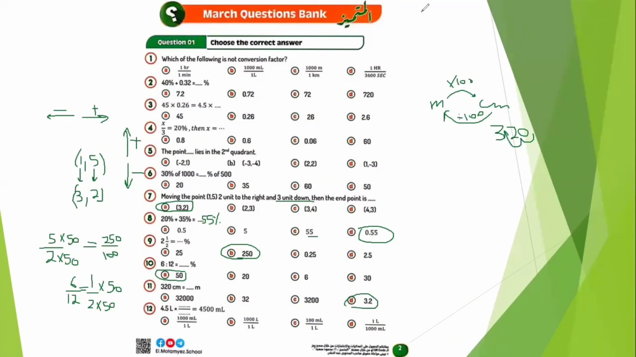Question 12: 4.5 liters times what equals 4,500 milliliters? We know that to convert from liter to milliliter we multiply by 1000. Here they give me the conversion factor; which one is suitable? Of course, 1 liter equals 1000 liter is wrong, and 1 liter equals 100 milliliter is wrong. What remains is 1 liter equals 1000 milliliter. I choose the one that means multiply by 1000, 1000 out of 1, so this is the correct answer.